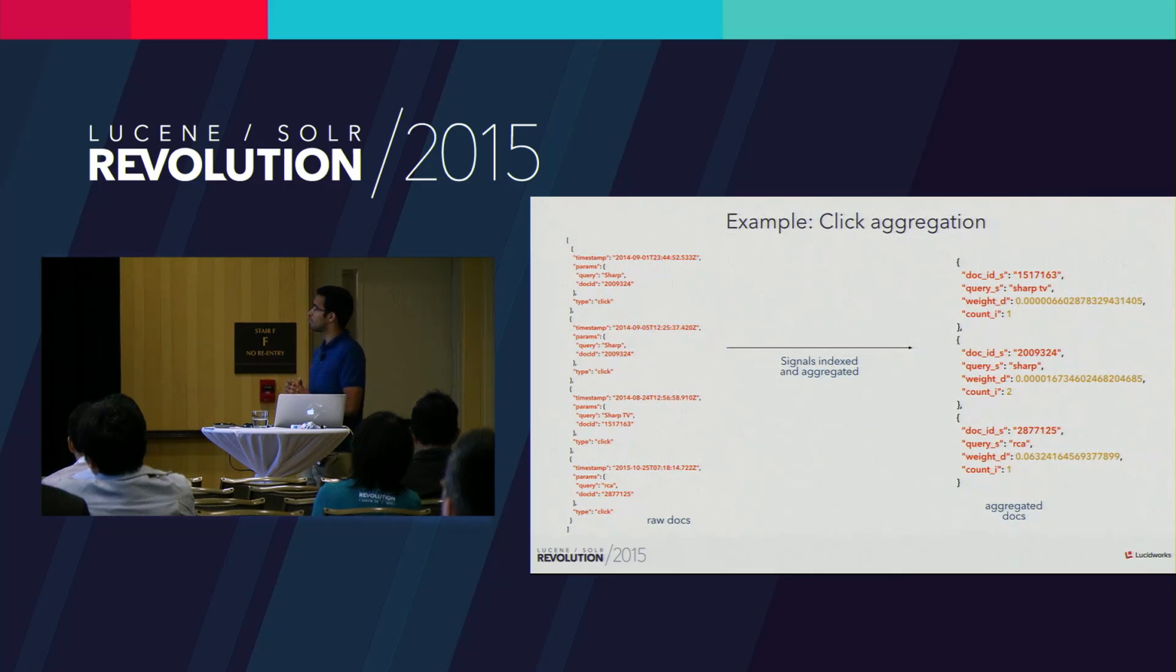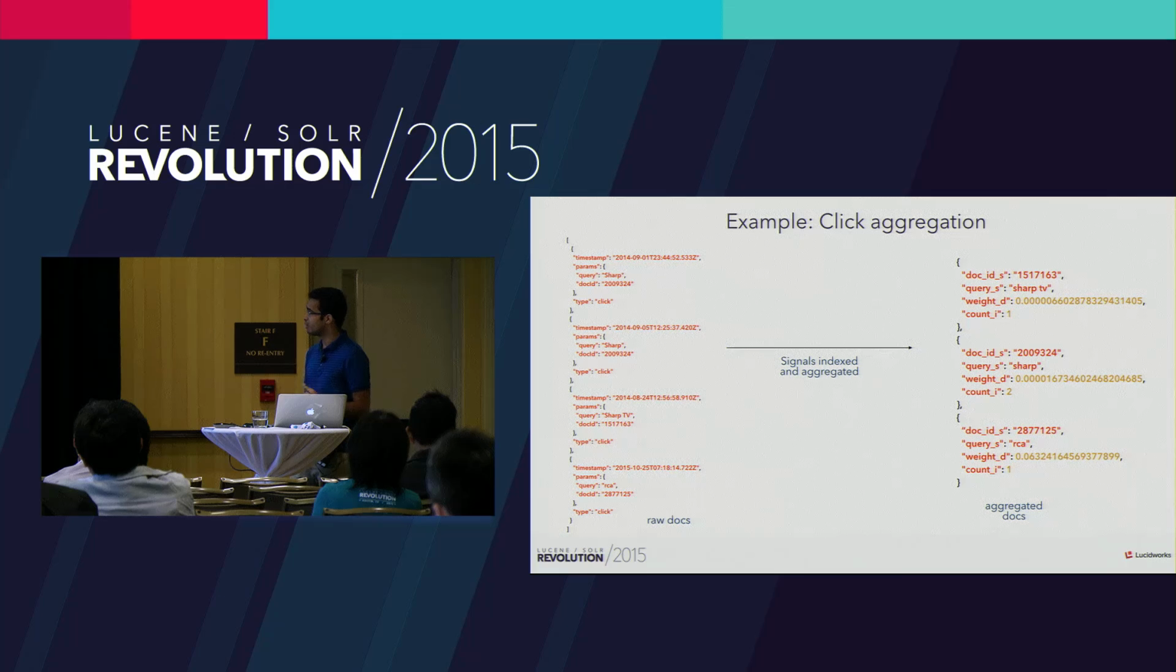Now let's see an example of click aggregation, what really happens here. I simplified the diagram a bit. Here I have raw events and my final transformed event. On the left, I have 4 events of type click, and all of those events have 2 fields: a query and a document ID. What is the query that the user made, and what is the document ID that they ended up clicking?